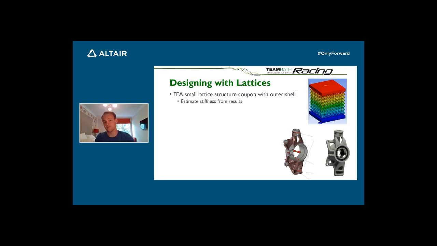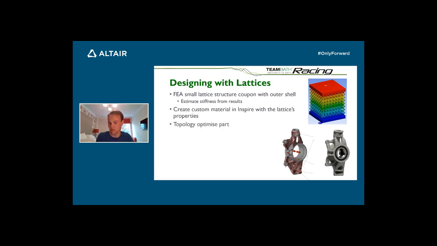structure. The reason you do that on a very small piece of lattice is because, as you can see, the lattice is very computationally heavy to perform traditional FEA on. And if you try to FEA an entire part made up of that lattice structure, it would take a much more powerful computer than I own to do that, and probably much more time than I had available to me. So with that, you have a stiffness, a Young's modulus for your lattice structure. You can then go into Inspire and you can create a custom material with that stiffness.